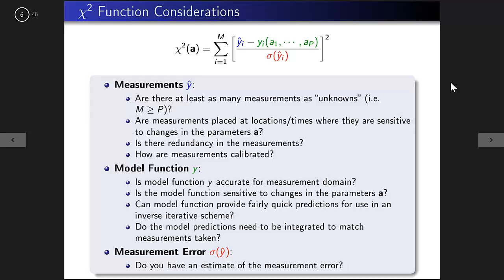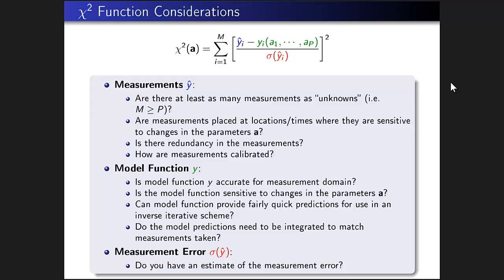So let's look at the components. In the blue, the y hat are the measurements. And you'd like to have as many measurements as unknowns. You know, as we have solved AX equals B problems, that's kind of a fundamental rule. Let's have as many equations as unknowns.